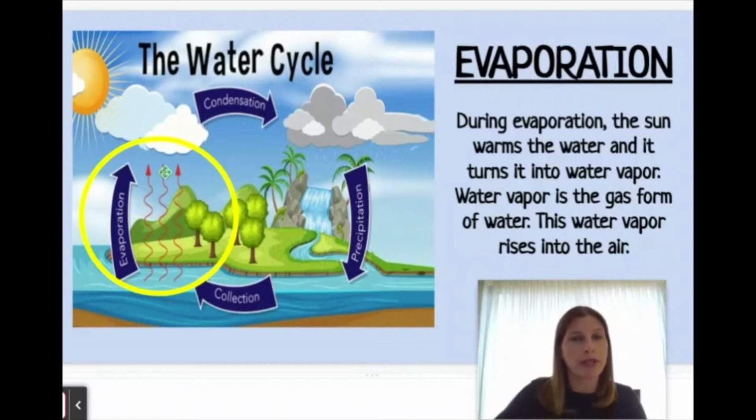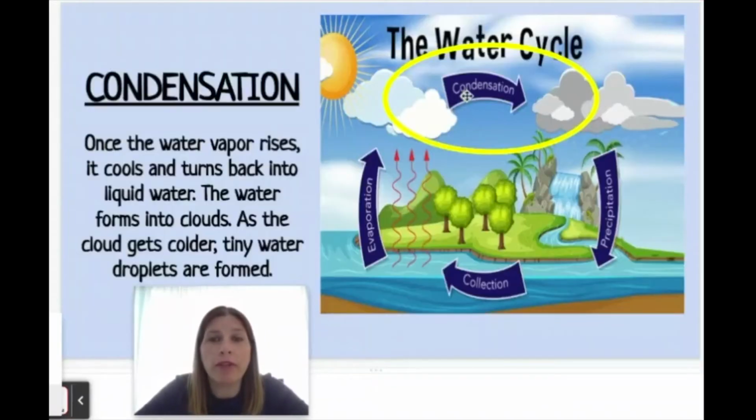And that's where we're going to go next, is condensation. Okay, moving right along into condensation. Here we go. So the water has evaporated, it's turned into water vapor, and now as it rises, it cools down again. And when it cools down again, it becomes liquid water again. So it's changing from liquid to gas back into liquid.